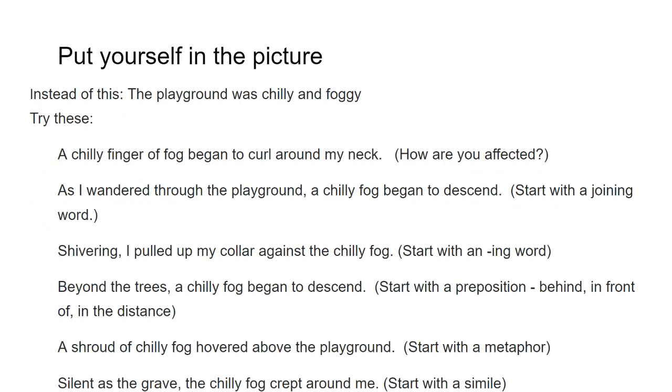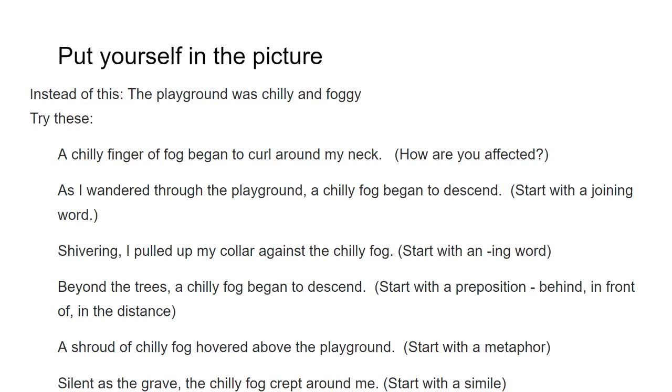So say we had the sentence, the playground was chilly and foggy. I think it's quite important to try and put yourself in that picture instead of just describing it as an outsider. I think it really helps if you're in it, because it really helps you almost interact with a picture, and that way actually varying your sentences is a little bit easier. So think about how you were affected by this fog. A chilly finger of fog began to curl around my neck.